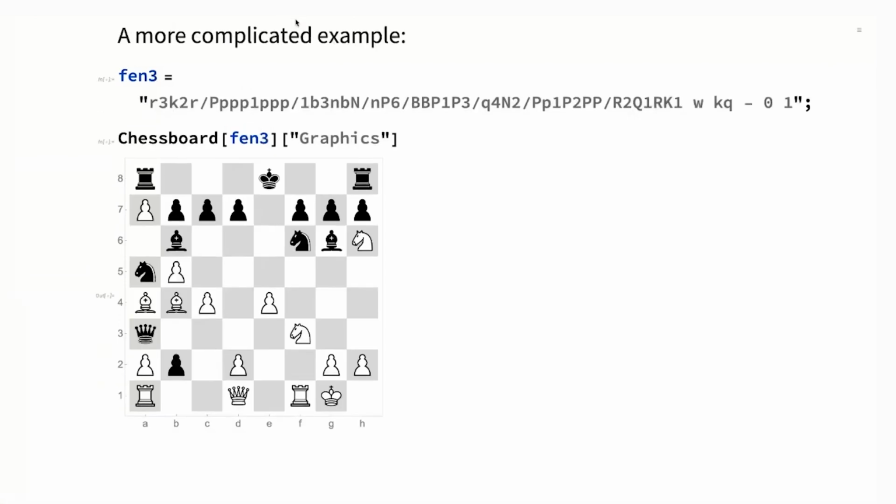And here's a more complicated example. And again, piece placement data contains where every piece is on that board and also indicates the empty squares.